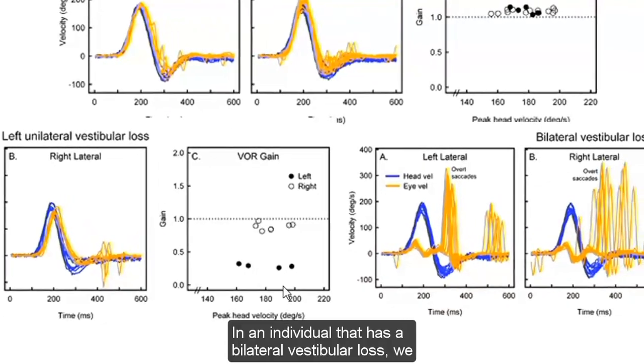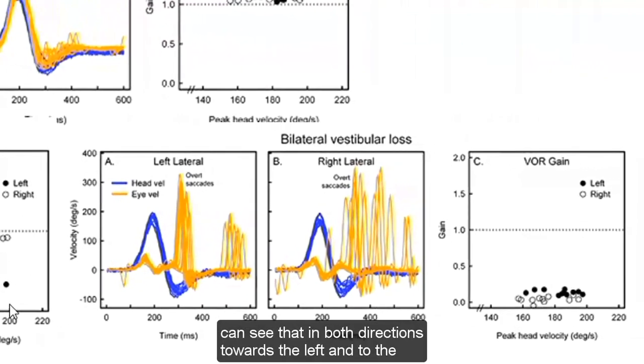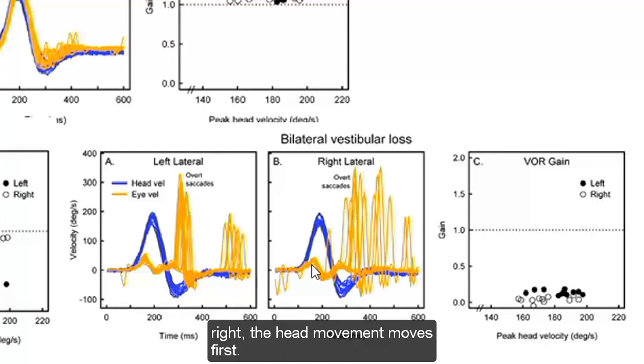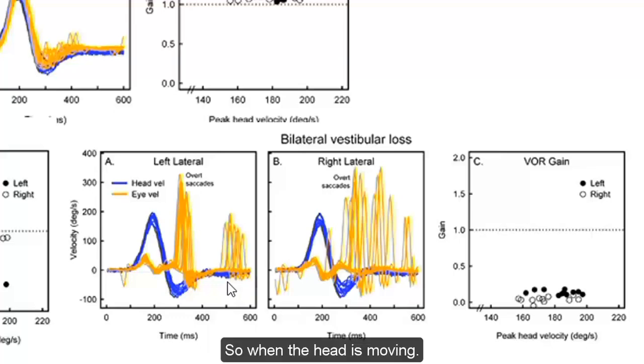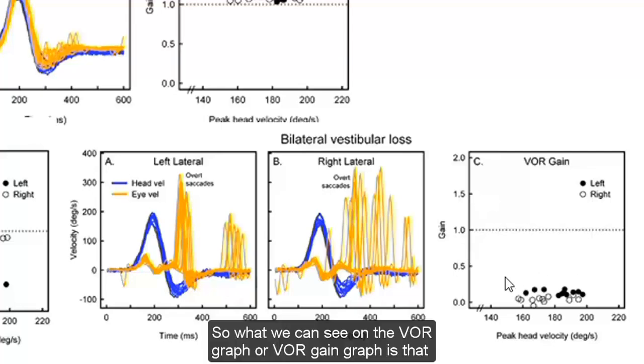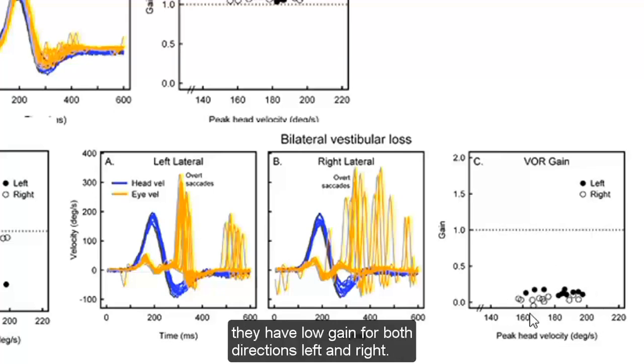In an individual that has a bilateral vestibular loss, we can see that in both directions, towards the left and to the right, the head movement moves first, so the blue lines, and we can see that initial yellow bump, which is an initial eye movement, probably due to a little bit of slippage, and then large orange spikes, which show saccades, and this is in both directions. So what we can see on the VOR gain graph is that they have low gain for both directions, left and right.